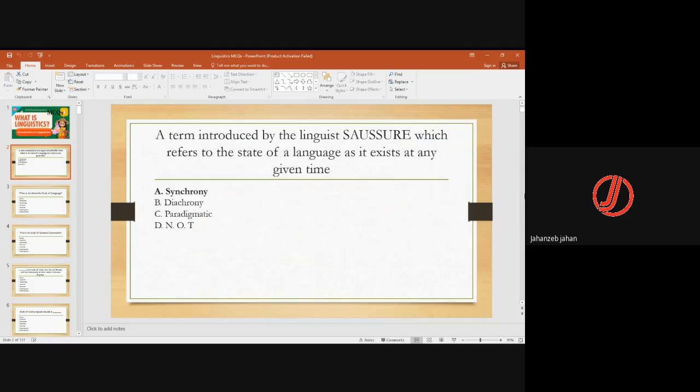First of all, a term introduced by Saussure, which refers to the state of a language as it exists at any given time. So it is synchronic. Synchronic linguistics deals with the study of language at some particular time. Diachronic is the opposite, that is, through time, through history.